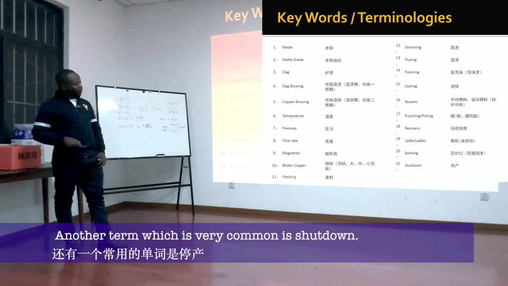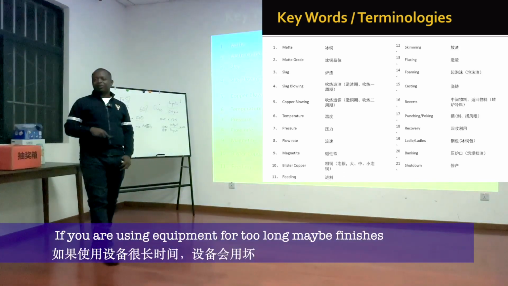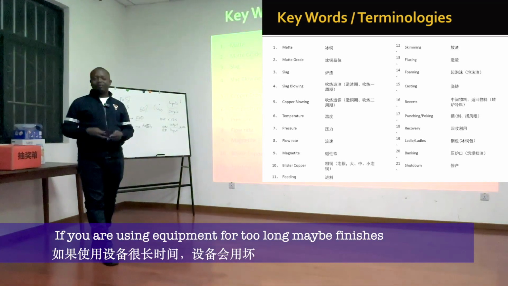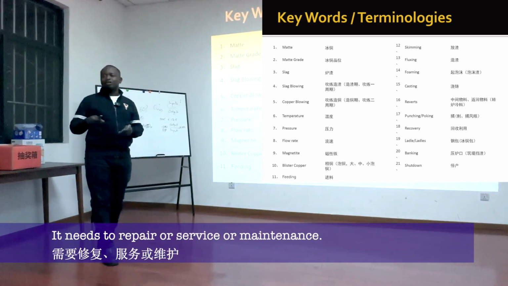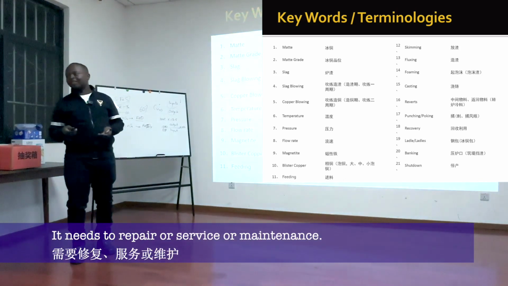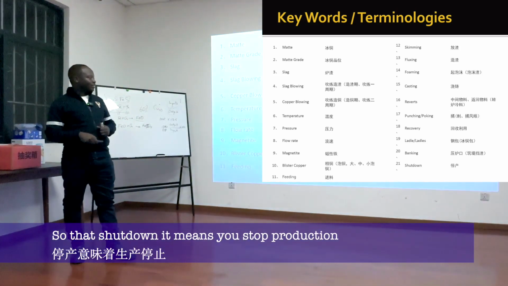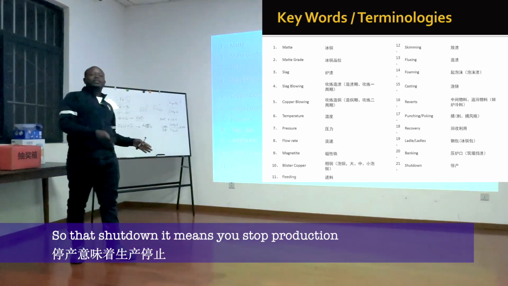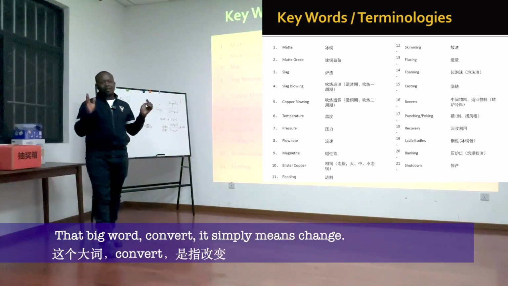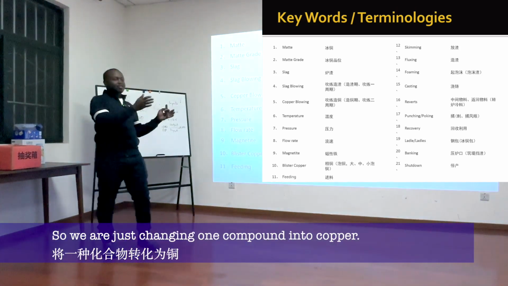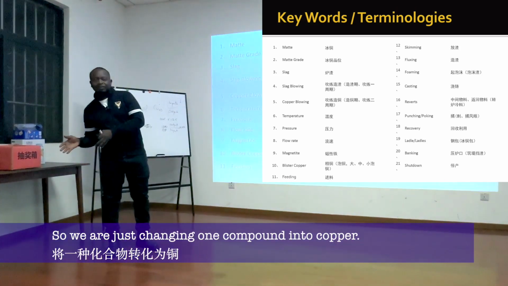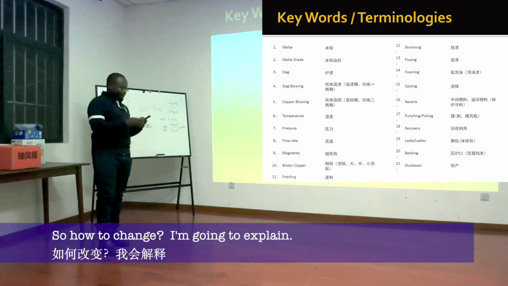Another term which is very common is shutdown. If you're using equipment for too long, maybe it finishes, or in other English we say wears out, it needs repair or service or maintenance. So shutdown means you stop production and then you do maintenance first. And that big word, convert, simply means change. So we are just changing one compound into copper. How to change, I'm going to explain.